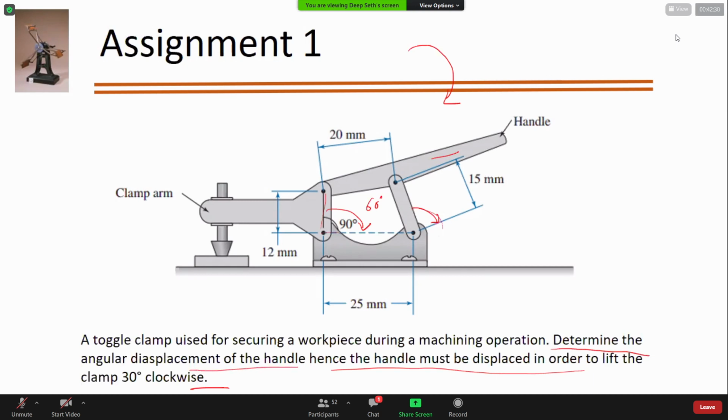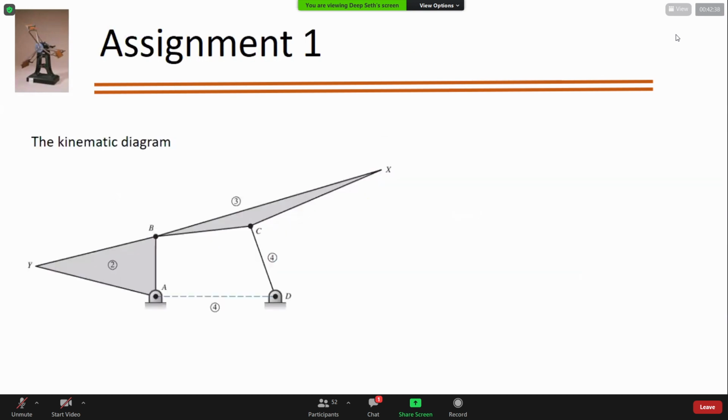Okay, so let's do it. First, we will draw the kinematic diagram of this example. So this is your kinematic diagram. So here your A and D are fixed. Let's first see this kinematic diagram for 10 seconds. I will go back there again and explain to you how this kinematic diagram has been made. Okay. Take 5-10 seconds. See how it is made.